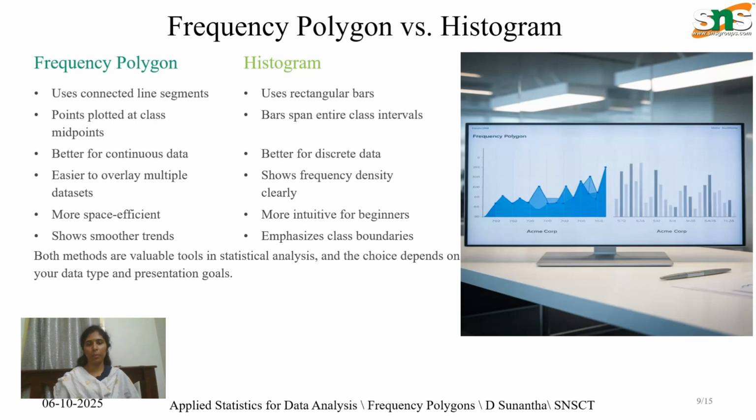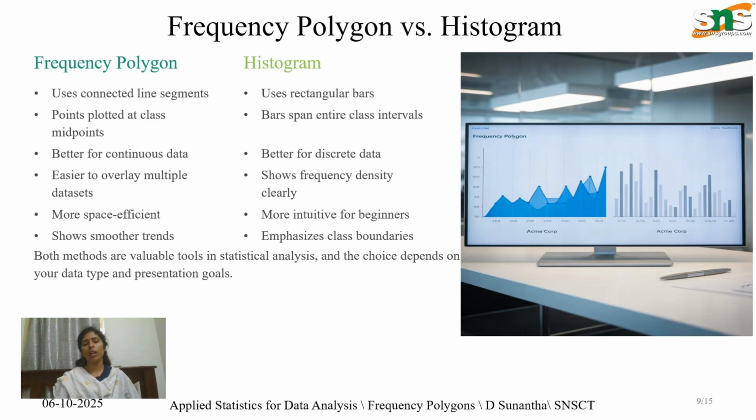So here is the comparison of the frequency polygon with the histogram. In both we are using the same patterns. In the frequency polygon, we use connected line segments, with points plotted at the class midpoints. It is better for continuous data, easier to overlay multiple data sets, more space efficient, and shows smoother trends. Whereas in a histogram, we use rectangular bars to represent the data, and these bars span the entire class interval.